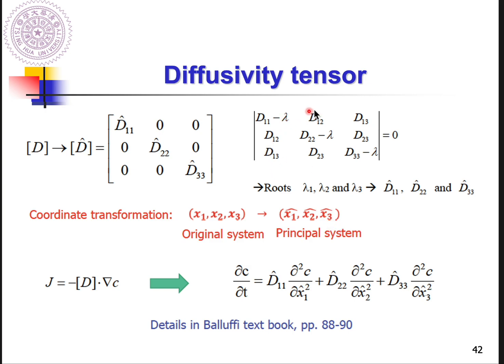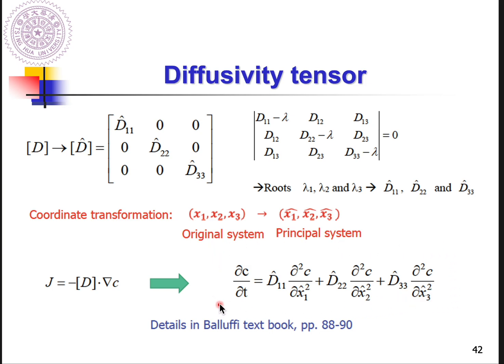You can solve the eigenvalues for this 3 times 3 diffusivity tensor, then get the lambda 1, 2, 3. Then as long as you get the lambda 1, 2, 3, you can get the converted D hat as a principal system. That will help you simplify the diffusion equation, which becomes much simpler, I mean, it's much simpler to allow you to solve for C, right?